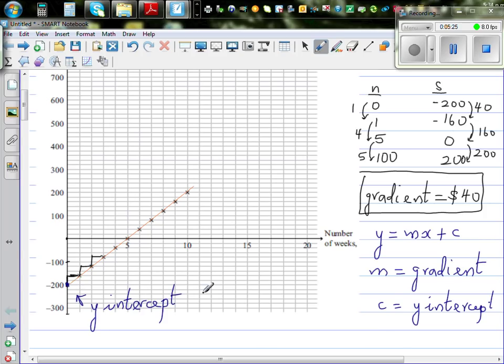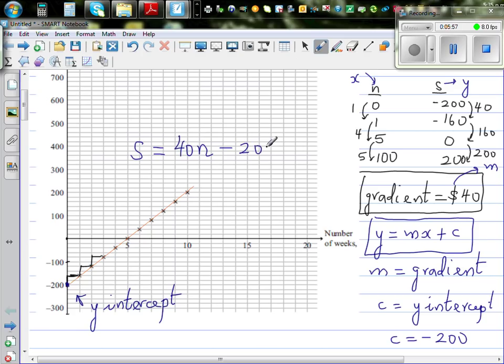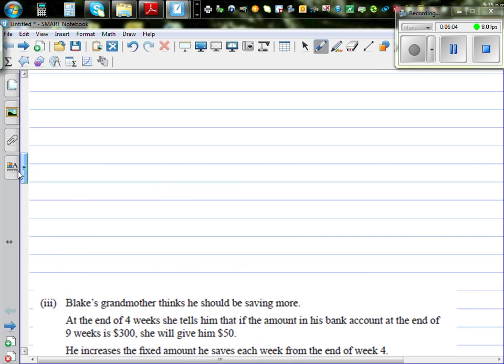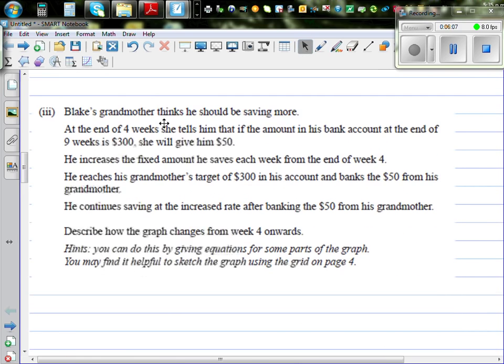Intercept. So we can say the C in our case is minus 200. And your gradient, this is your M. So we can say this is your general formula. I'm going to say this is your y and this is your x. So we can say S, your saving for Blake, is 40 times n, or 40n minus 200. Okay, let's look at the next question, which is a very interesting question.